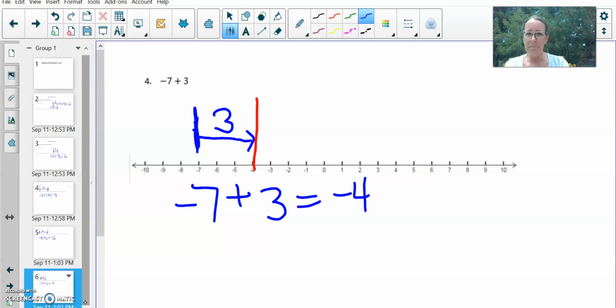I hope this video helps. Remember, for addition, the arrow goes towards the left for a negative number. Positive numbers go to the right.